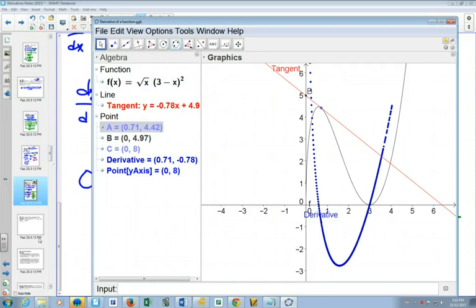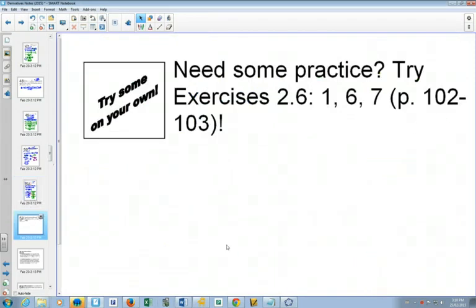All right, so we'll take some time to work on these questions. And again, look at the back and try to match them up so you practice your algebra skills.